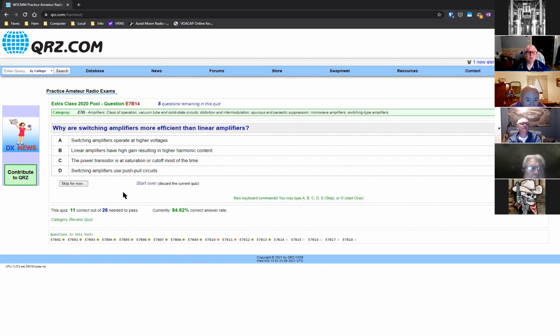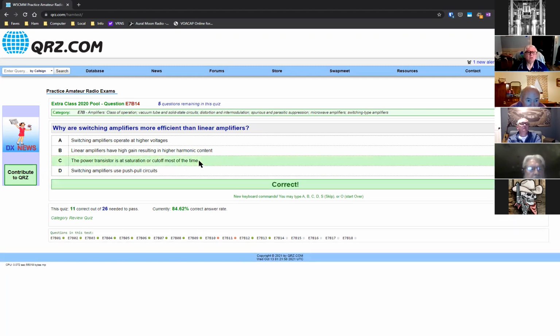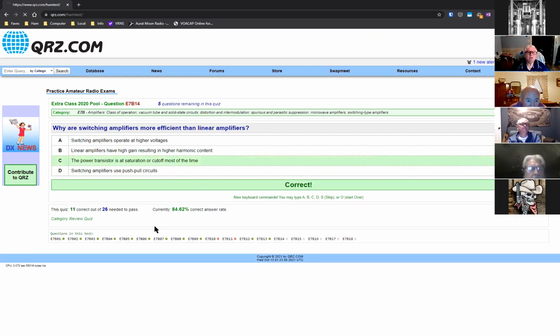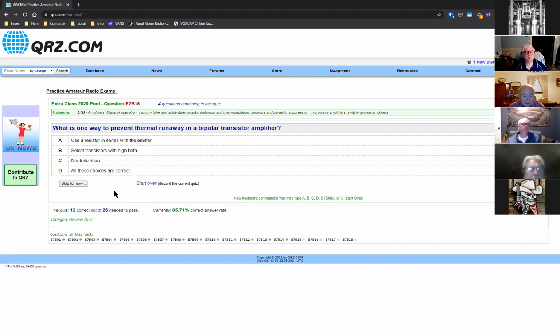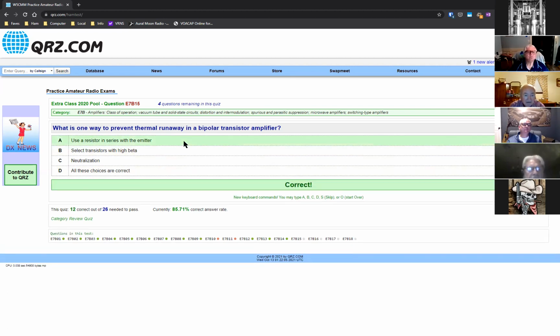Why are switching amplifiers more efficient than linear amplifiers? C, D. What is one way to prevent thermal runaway in a bipolar transistor amplifier? A. Yeah, we want to put a resistor in series with the emitter.